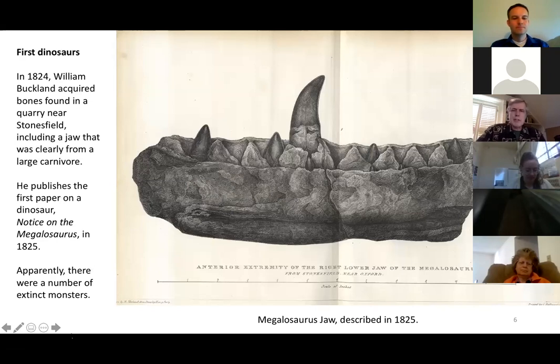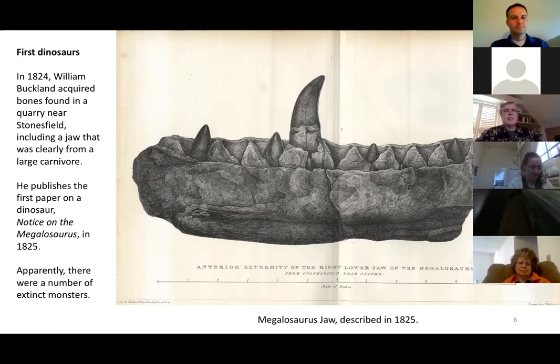So just when they were making fun of him and saying that there was no such thing as giant iguanas, William Buckland acquired a set of bones from a quarry near Stonesfield in Sussex. And it included a jaw that was clearly from a large carnivore and clearly from one that doesn't exist today. He beat Mantell to the punch because Buckland published the first scientific description of a dinosaur in 1825, just ahead of when our friend Dr. Mantell got organized and issued a paper on the Iguanodon.